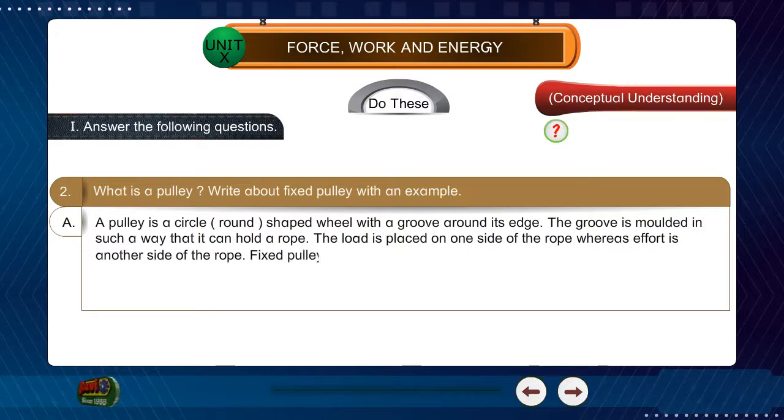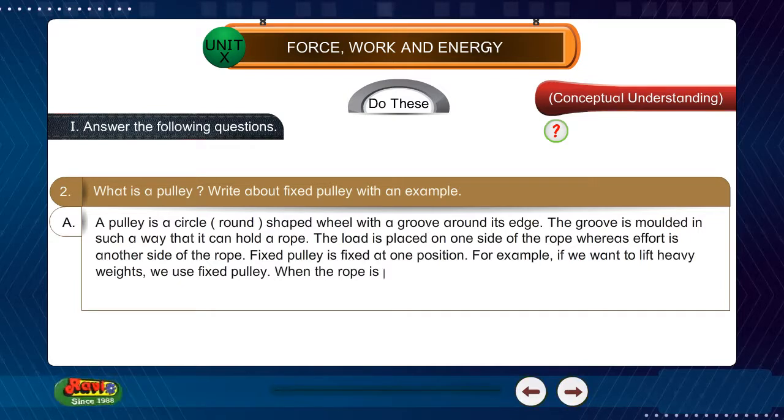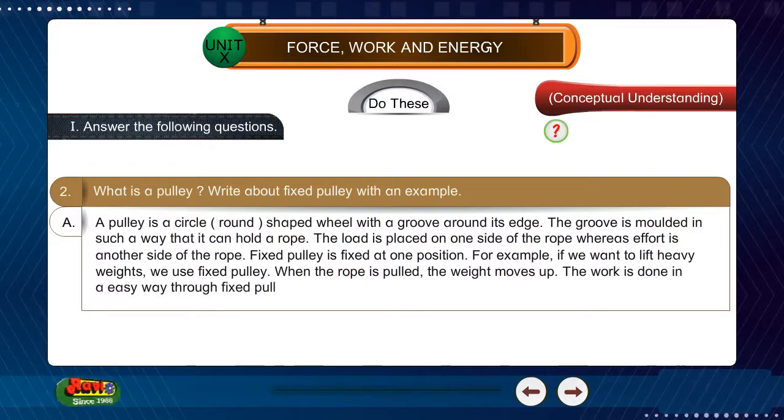Fixed pulley is fixed at one position. For example, if we want to lift heavy weights, we use fixed pulley. When the rope is pulled, the weight moves up. The work is done in an easy way through fixed pulleys.